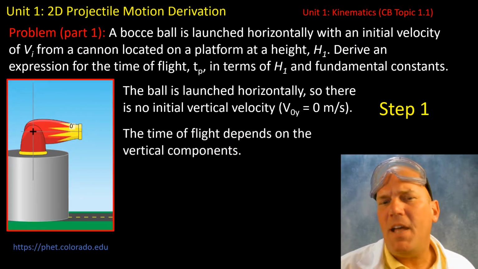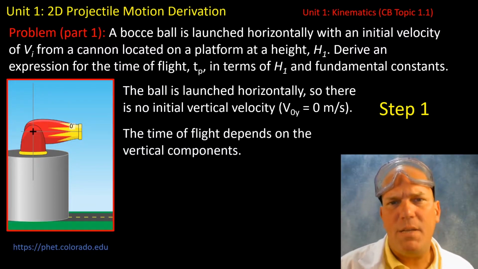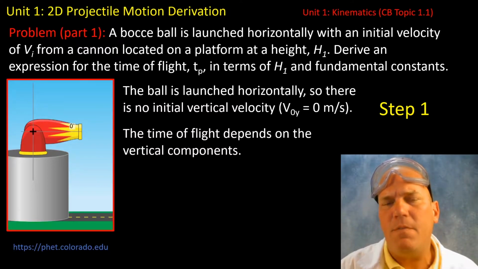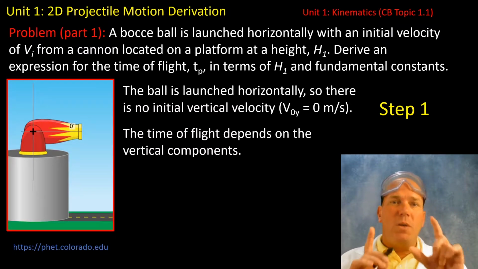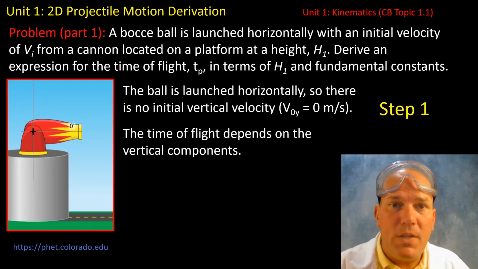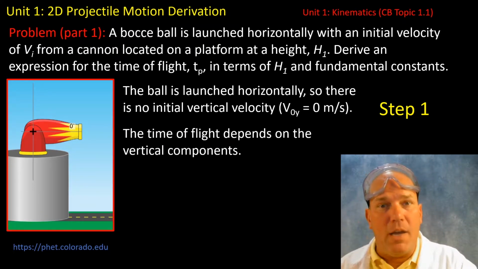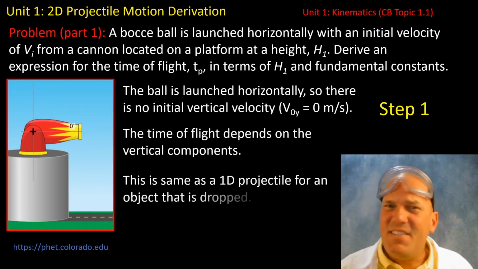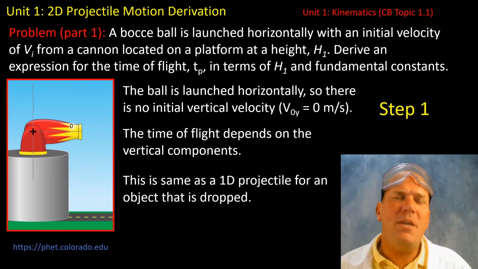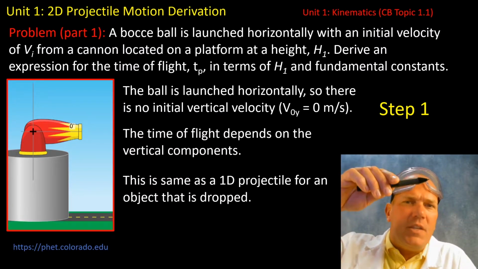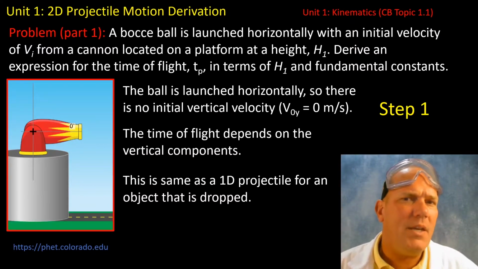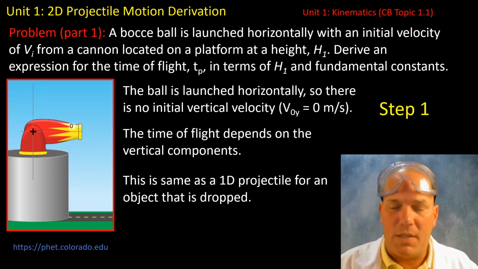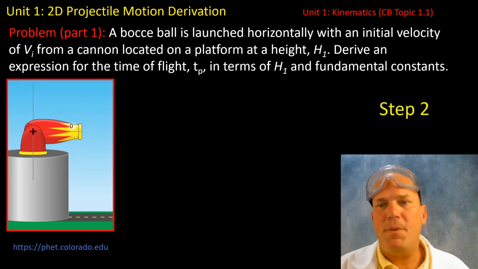Next, the time of flight, which is a commonality between x and y directions, but it solely depends upon the vertical components. That means we're going to need to look at the vertical components for part 1, given that we're asked to derive an expression for time. This is essentially the same as a one-dimensional projectile problem in which an object is simply dropped. And that's because this object is launched horizontally. Again, that simplifies this problem.